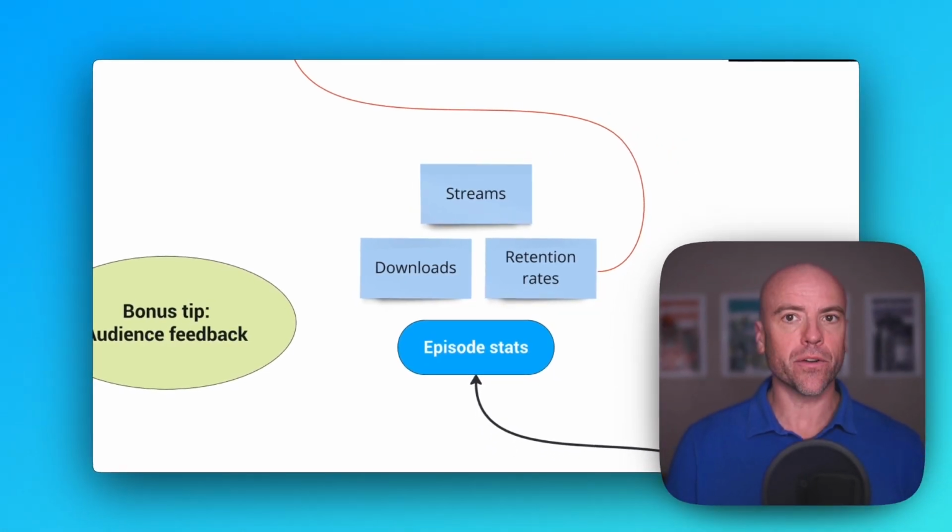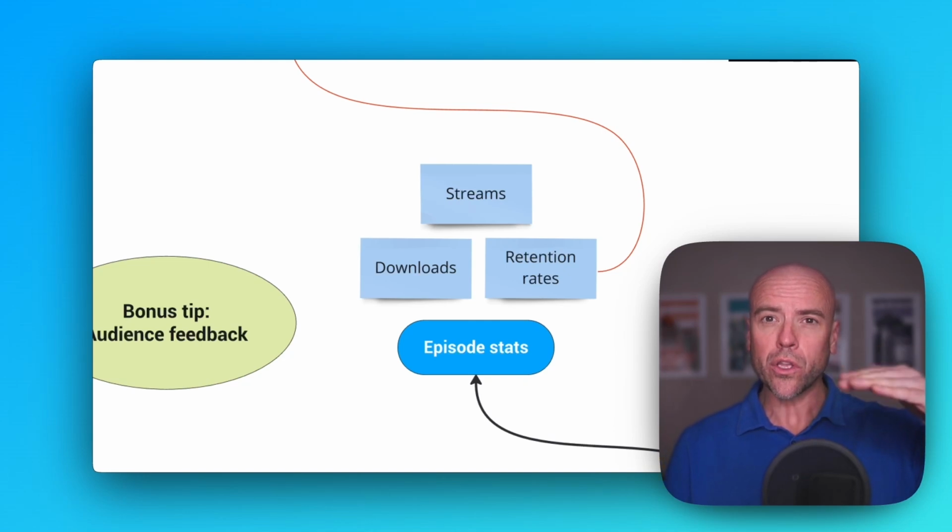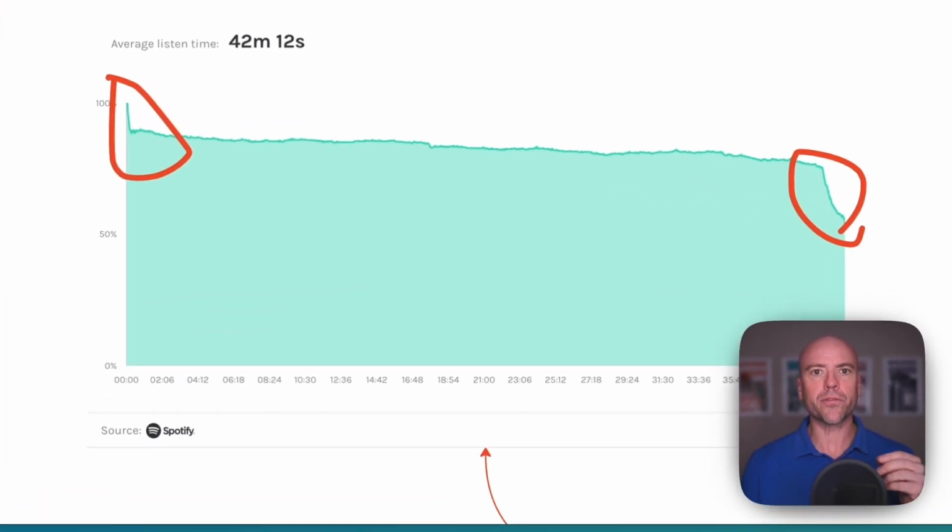There's a big difference between someone who listened for 10 seconds and someone who listened all the way to the end of the episode. If you ask the host to send you the retention curve, you can see if there was a certain moment that listeners kind of dropped off, lost interest. Here's an example from Spotify of what the host might send you.